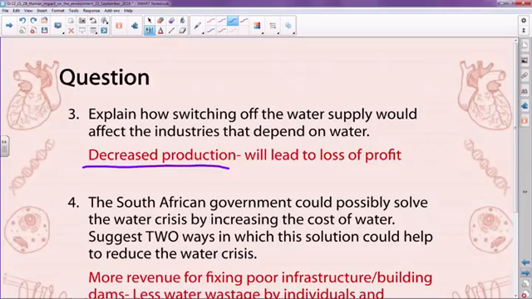Okay, so let's have a look at what the answers got. First of all, decreased production will lead to loss of profit. For example, if they need water to do their business, there's a reason why they need the water. Maybe it is to cool something down, it's used as a coolant. Maybe it's to put into a certain product that we're eating, for instance. All of this stuff, it'll slow the product down.